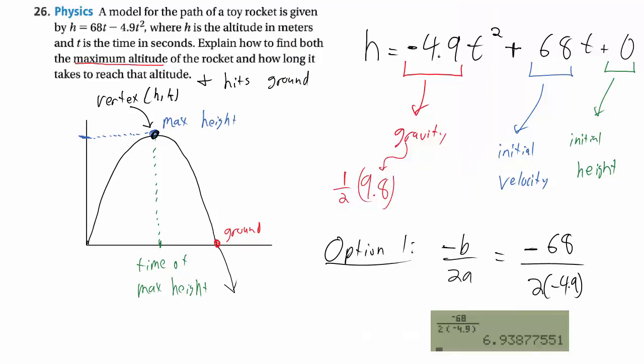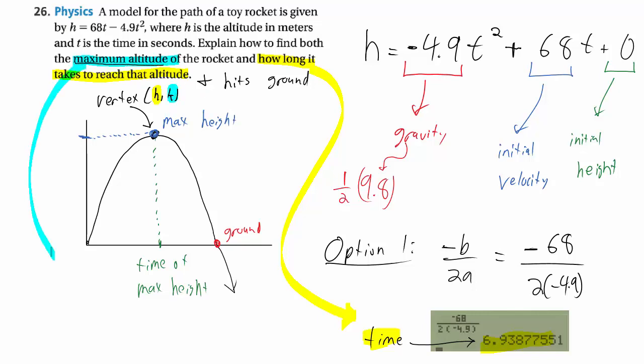So I get about 6.94. And remember, that's the x-coordinate or the t-coordinate if you want to think of it that way. So that's the time in seconds that you reach the max altitude. Well, how do I figure what my max altitude is? Well, that's the k, or that's the y-coordinate of my vertex.